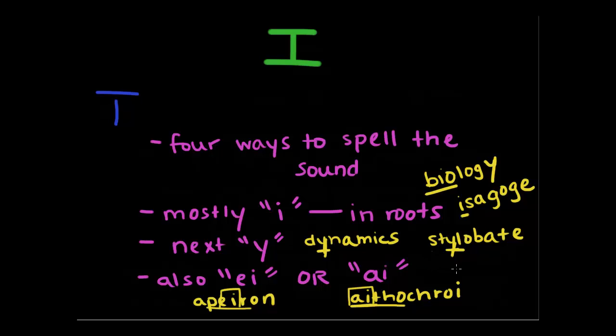So that covers the I sounds, and we've covered A, E, and I, the vowel sounds associated with A, E, and I with Greek in this video, and in the next video we will finish up with O, U, and some other vowel sounds. I hope to see you in the next video.